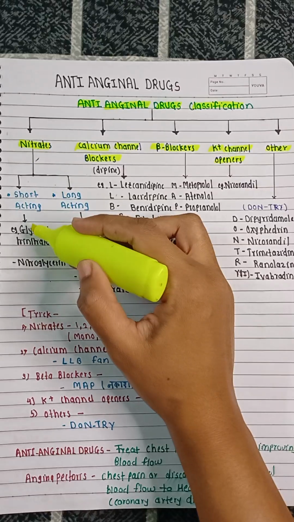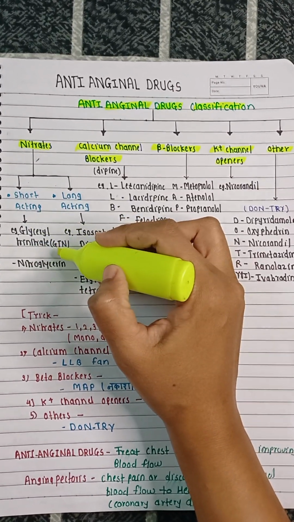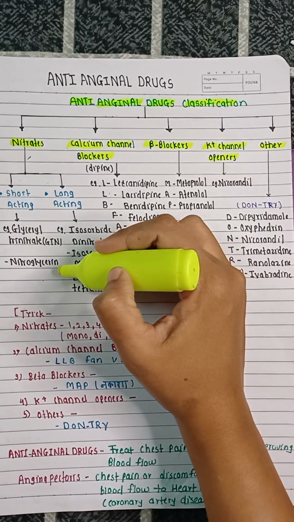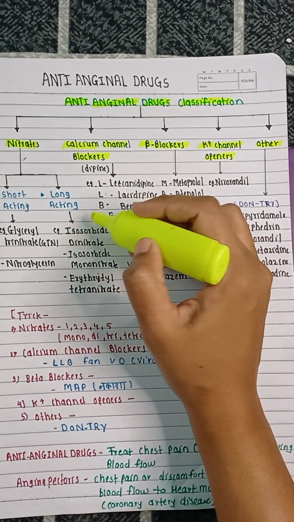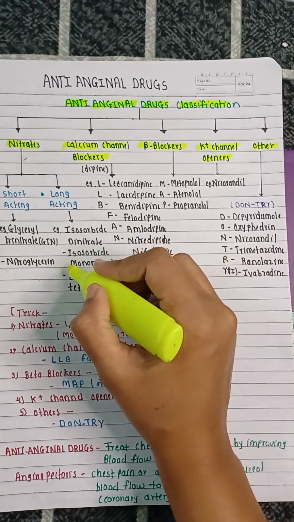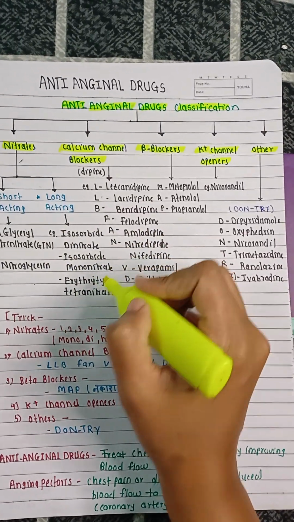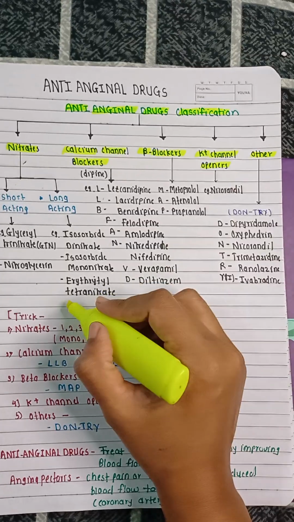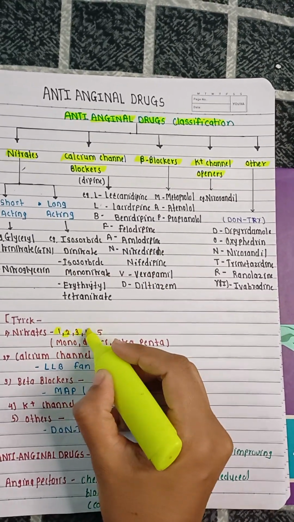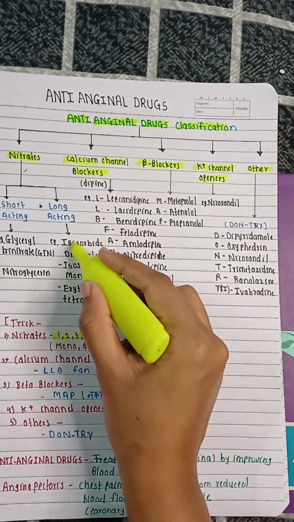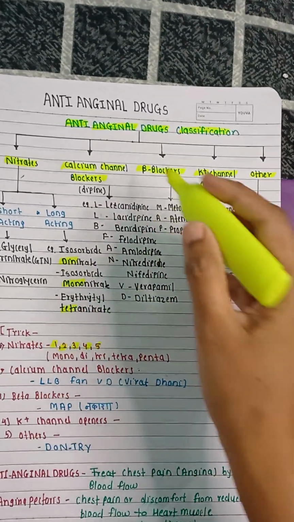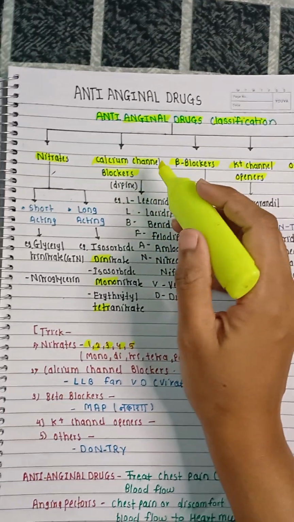The short acting examples are glyceryl trinitrate, that is GTN, and nitroglycerin. And for the long acting, the examples are isosorbide dinitrate, isosorbide mononitrate, and erythritol tetranitrate. The trick for the nitrate is 1 2 3 4 5: mono, di, tetra. Then the second class is the calcium channel blockers.